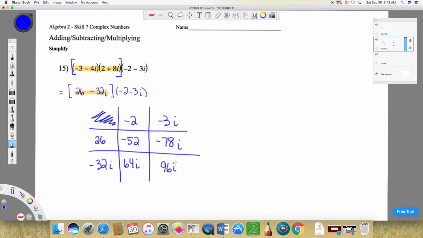But i times i is i squared. And since i squared is negative 1, I always just treat it as simply changing the sign. So from a positive now to a negative. And if we add up the diagonals that are like terms, if we have negative 52 minus 96, I get a negative 148 if I keep that in my calculator correctly.